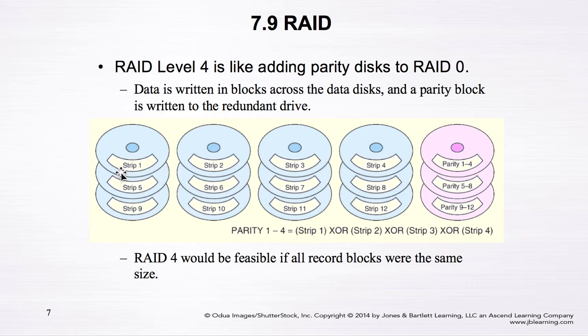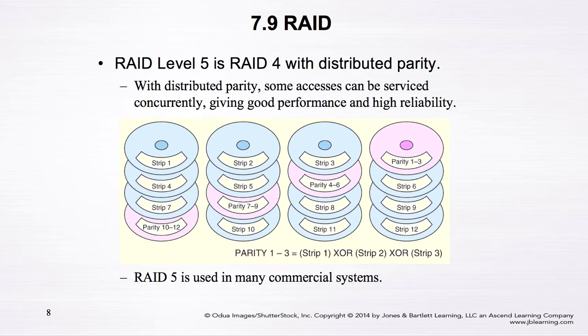RAID 4 would be feasible if all the record blocks were the same size. Because we perform the XOR operation here, this requires only that the blocks or drives need to be the same size. The next one we call RAID level 5. Basically it is the same approach as RAID level 4, but with distributed parity. With distributed parity, some accesses can be serviced concurrently, thus giving good performance and high reliability as well.